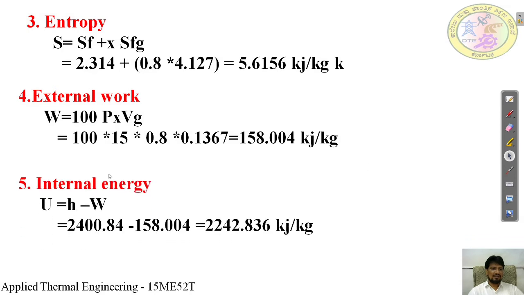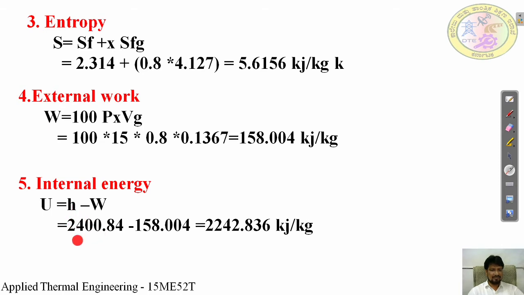Now finally, in the first condition, the final one is the internal energy of wet steam. Internal energy when it is wet steam, we know the formula: U is equal to H minus W, where H is the enthalpy of wet steam and W is the work done during the wet steam.